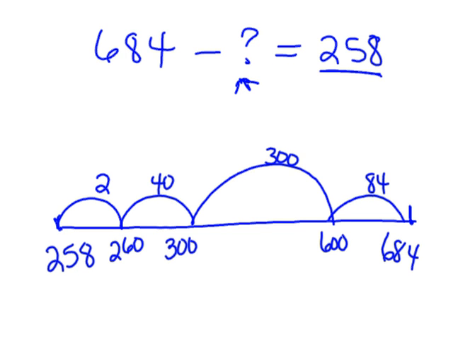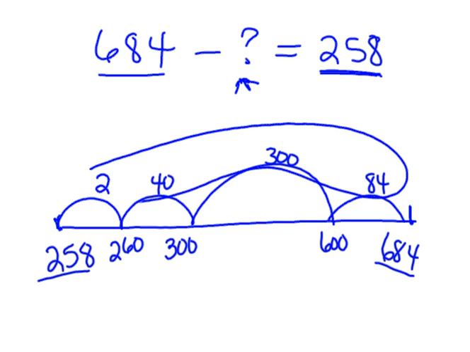Now, when we're counting our way up, we want to make sure we're being efficient in how we do it. And any more than 4 leaps, we probably need a different strategy for solving the problem or a different model to use. But in this case, we have our 684, which is accounted for on our number line here, and our 258, which is here. So our missing number then is a total of all of our leaps in between. That's going to be our missing number.